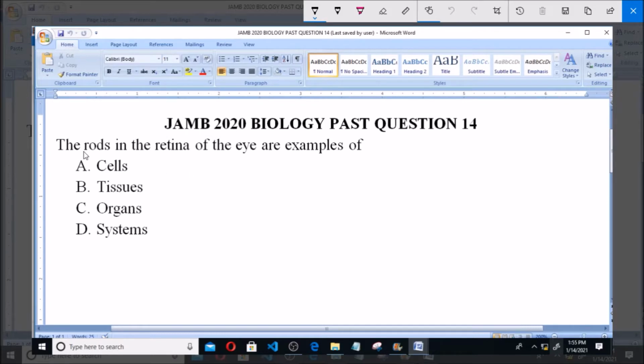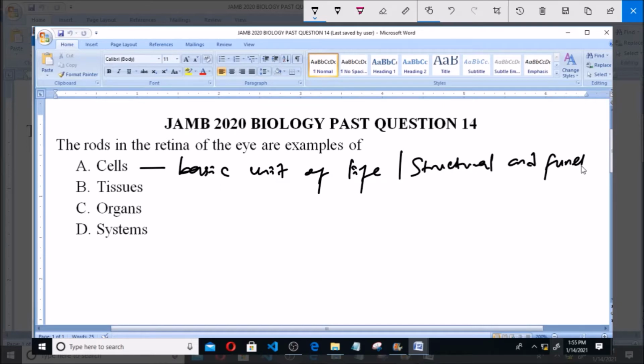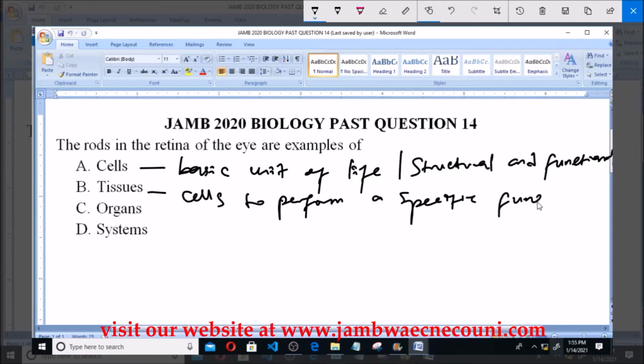Now, let's start by defining each of these concepts. Cell simply refers to the basic units of life, that is, the structural and functional units of life. Now, tissues are made up of cells which come together to perform a specific function. An example is the muscle tissue, which is a typical example.